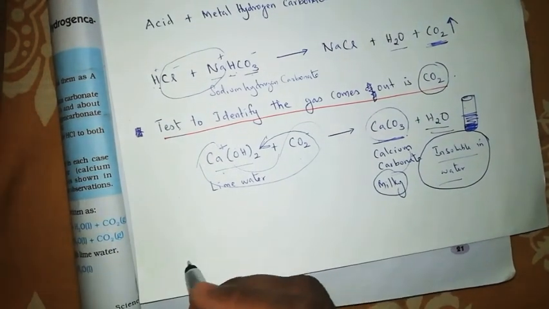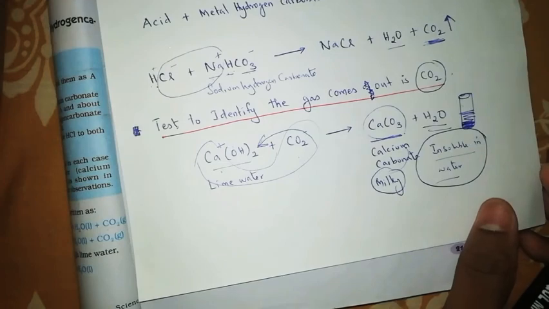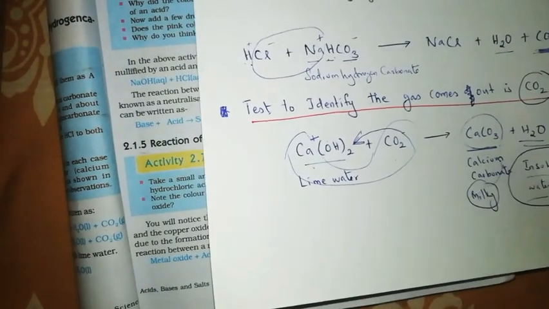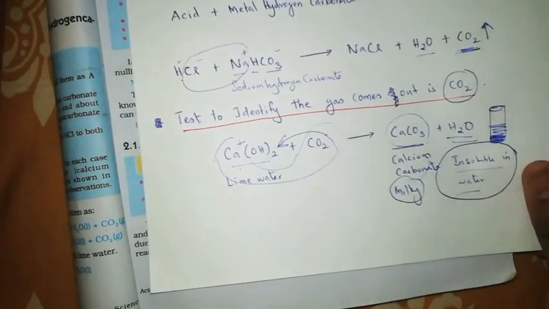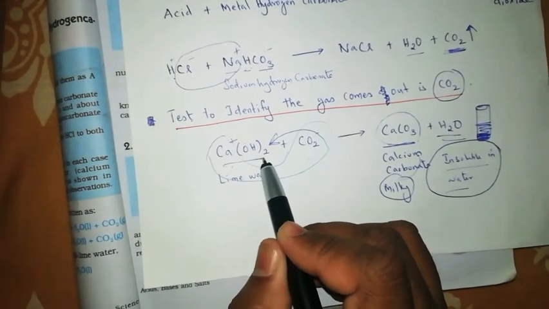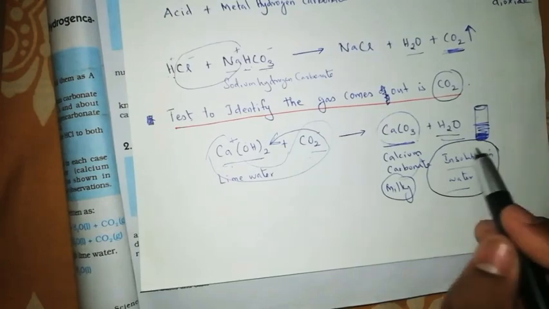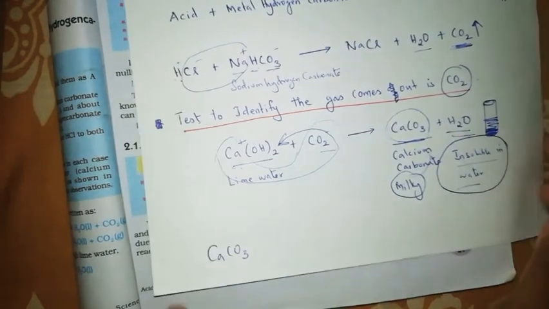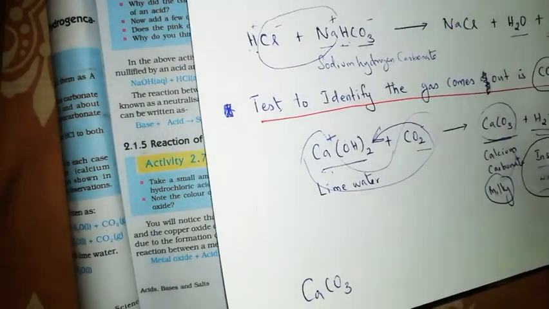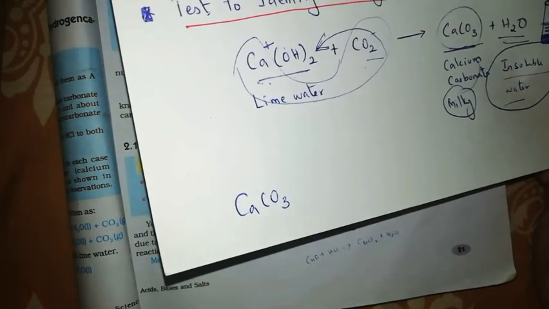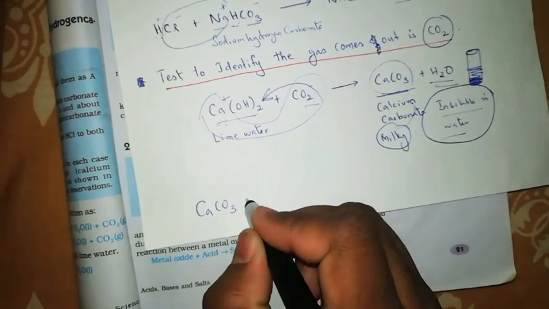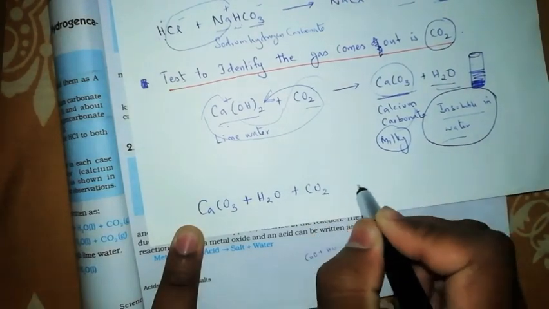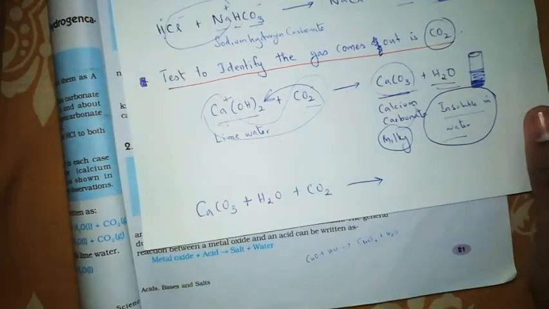Now a question arises. What happens when we add more and more carbon dioxide into calcium hydroxide? You all know that when carbon dioxide is passed through calcium hydroxide, we get calcium carbonate, CaCO3. What happens when we pass more carbon dioxide into it, and this calcium carbonate is already in the water? So when we pass more carbon dioxide continuously, what happens?